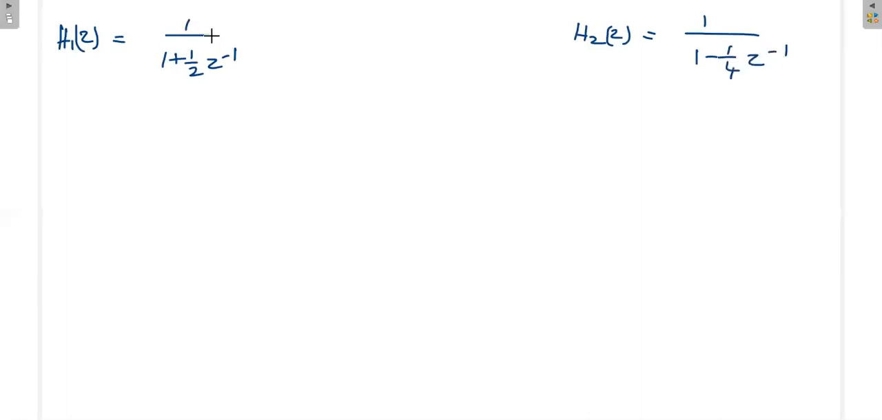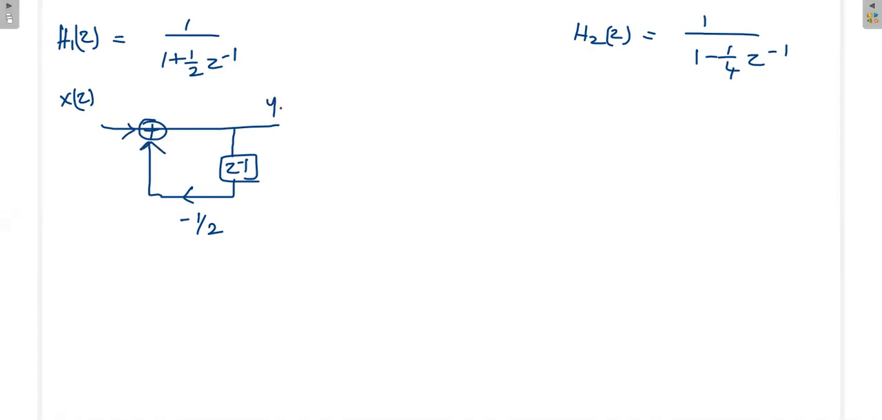Now we can use the concept of control system. How can we realize this? Gain 1 and then apply the delay. Again, we can put minus here so that it's a negative feedback. Again, this is x of z, this is y1 of z. Here it is positive feedback, so we can realize it like this.